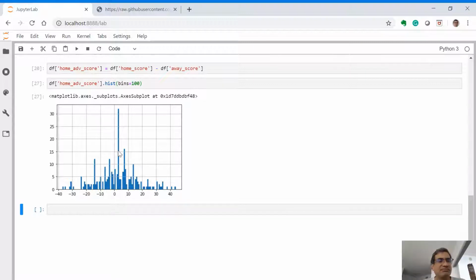In this basic plotting video, we looked at how to plot a bar plot and a histogram. The last one I want to show you is how to do scatter plots. Let's look at that next.